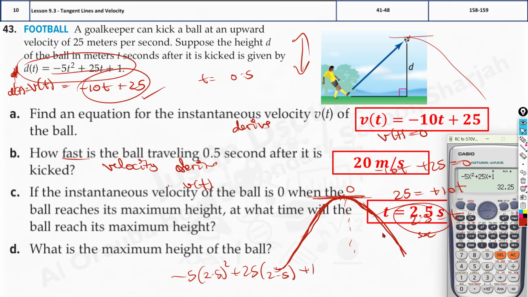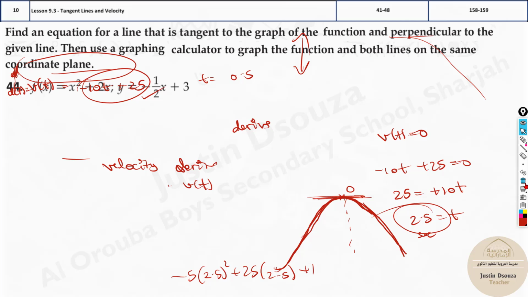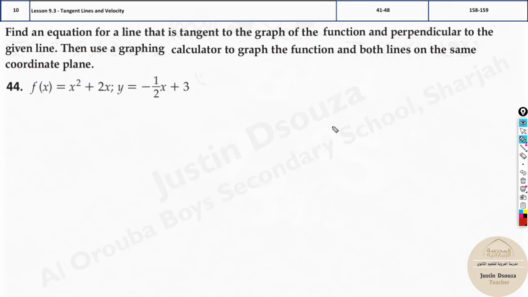Here we got 2.5 seconds. The final answer is 32.5 meter. That's the maximum height the ball can go. And now there are some more interesting problems. So this one over here, finding the equation. Okay, this one is a tricky one, but there are simple steps. If you understand that, then you can easily solve them.